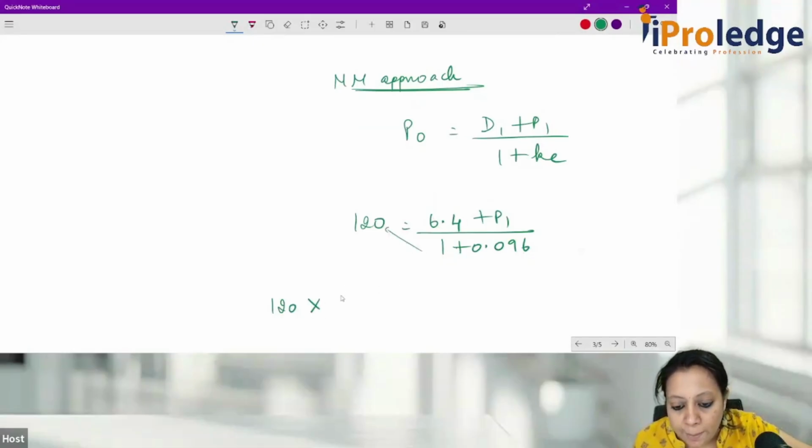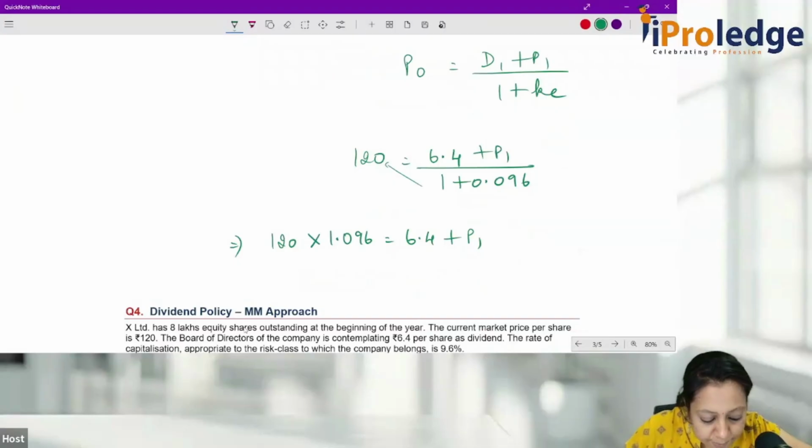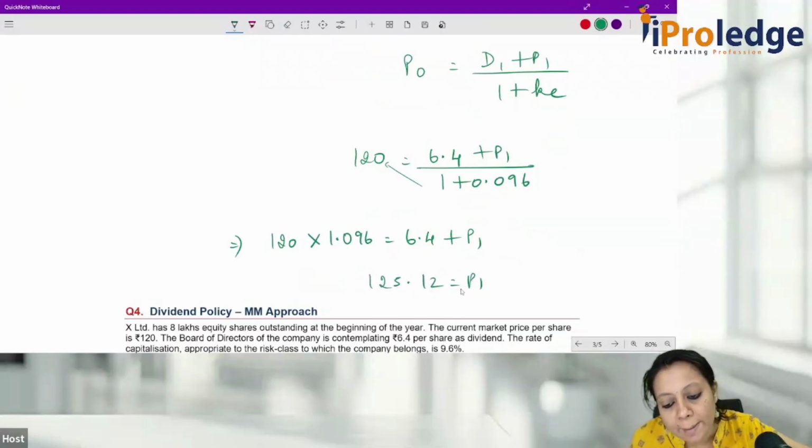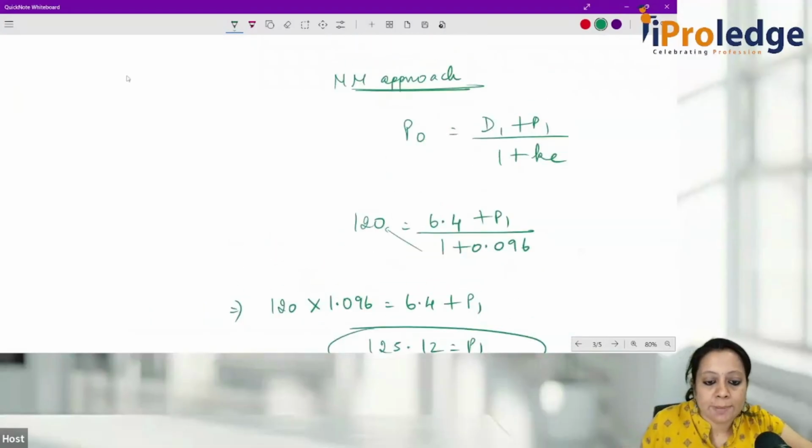Okay. So now, that means 120 into, cross multiplication, 1.096 is equal to 6.4 plus P1. Yes, dears. 120 into 1.096 is 131.52. 131.52 minus 6.4 is 125.12. P1 is 125.12. This is when dividend is paid.